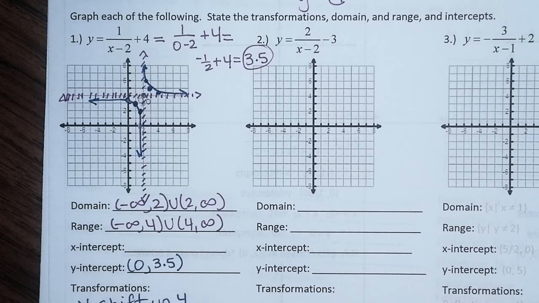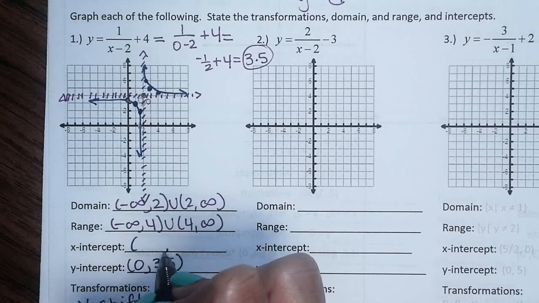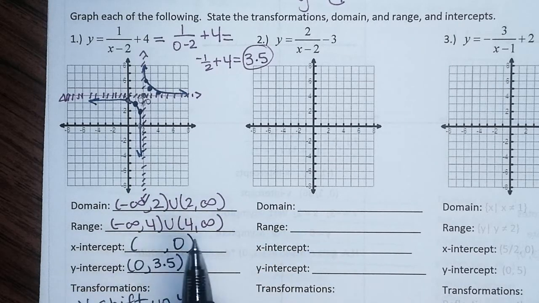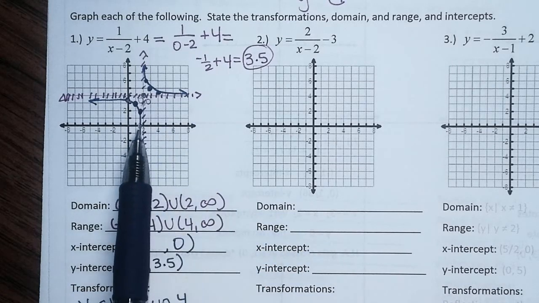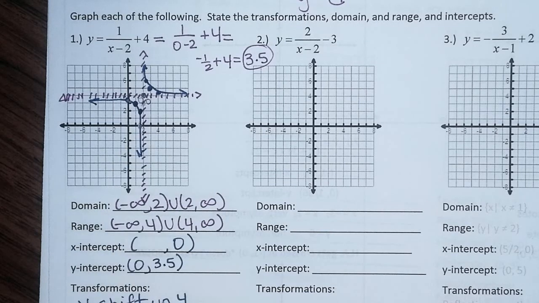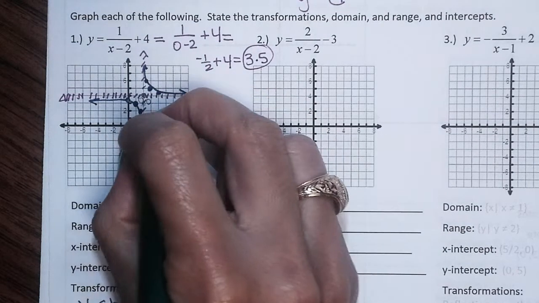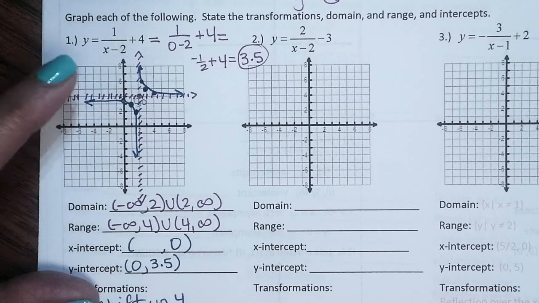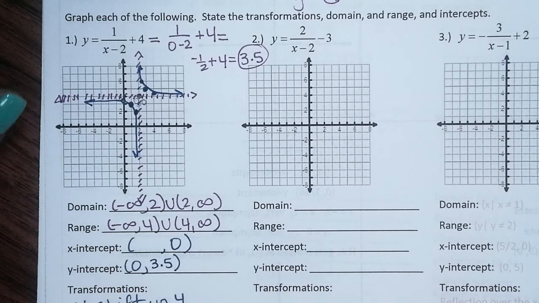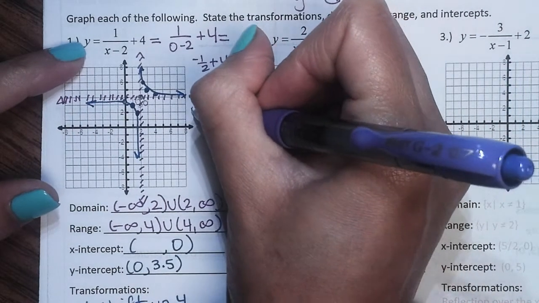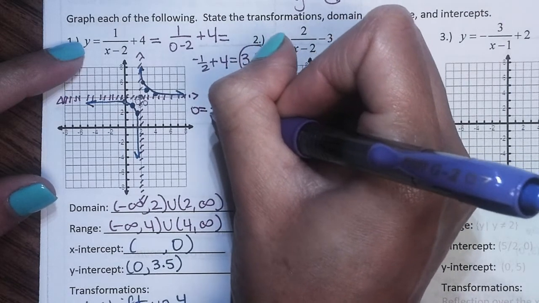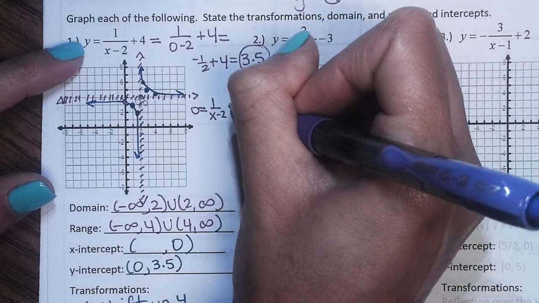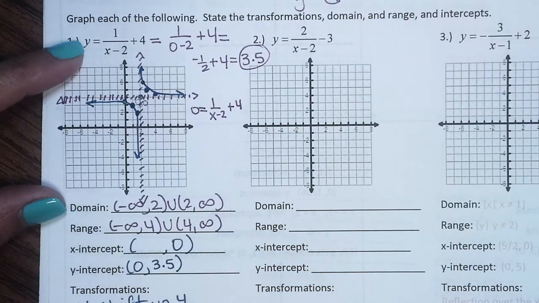Now the x-intercept is just going to be the other way. For the x-intercept, you have to plug in 0 for y. So again, I can't tell exactly what the x-intercept is there because there wasn't an actual point, but we can find the x-intercept by plugging in 0 for y and solving the equation. So let me do that. Let me plug in 0 equals 1 over x minus 2, plus 4. So let's solve for y. I'm sorry, let's solve for x now.